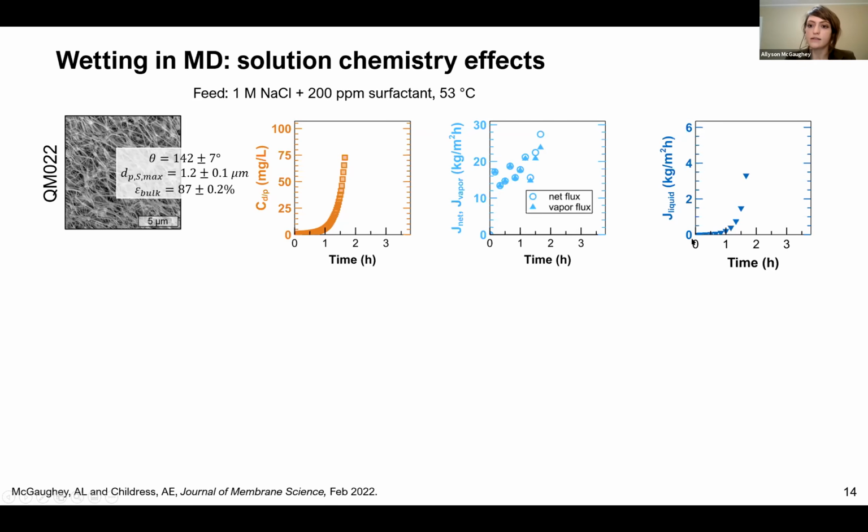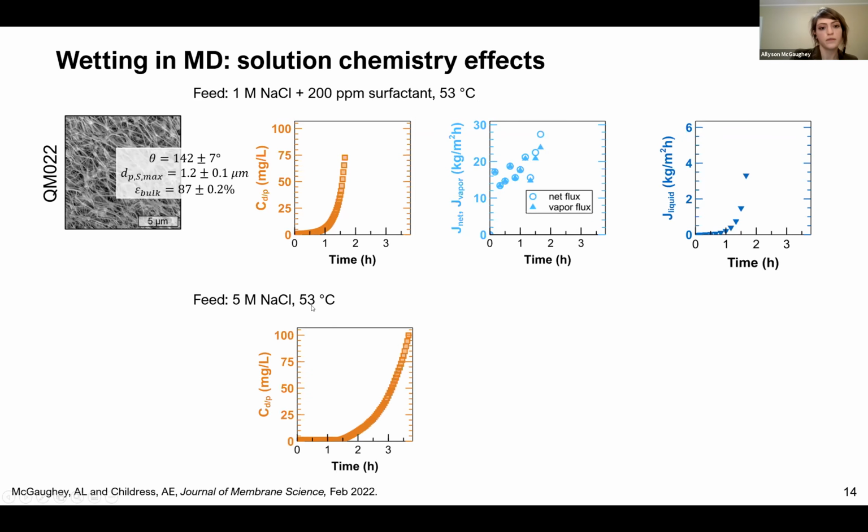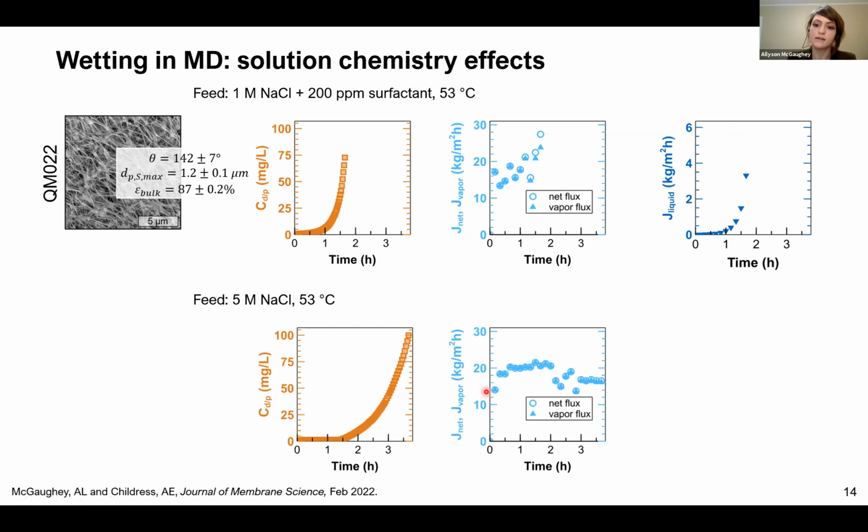And then if we look at liquid flux, we now see that liquid flux increases over time. And this suggests that at our constant operating conditions, more and more pores were becoming wetted, resulting in more and more liquid flux. And this is likely due to increasing bulk concentration of surfactant. We also looked at a high salinity feed solution using sodium chloride as a model scalant. And we see that pretty similarly, CDP increases relatively early and more rapidly. And we see that net and vapor flux, in this case, are similar and overlapping throughout operation, indicating that most pores remain dry.